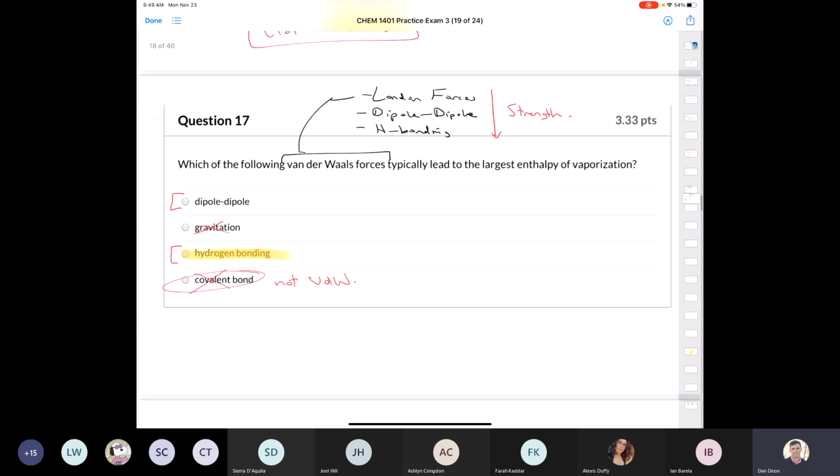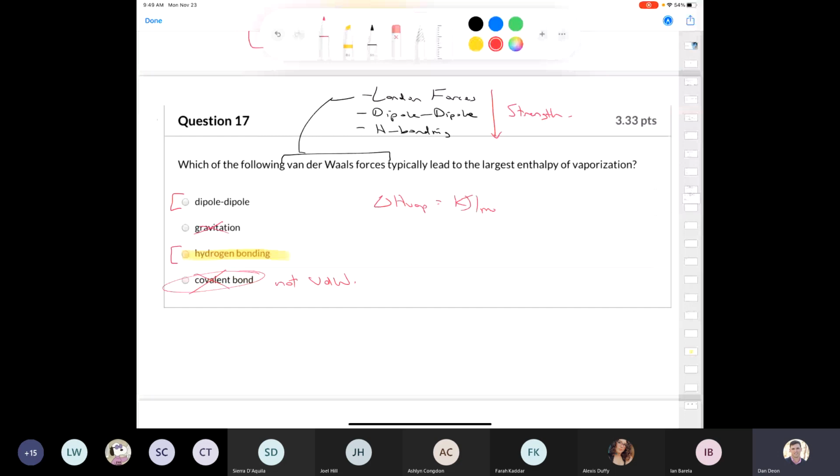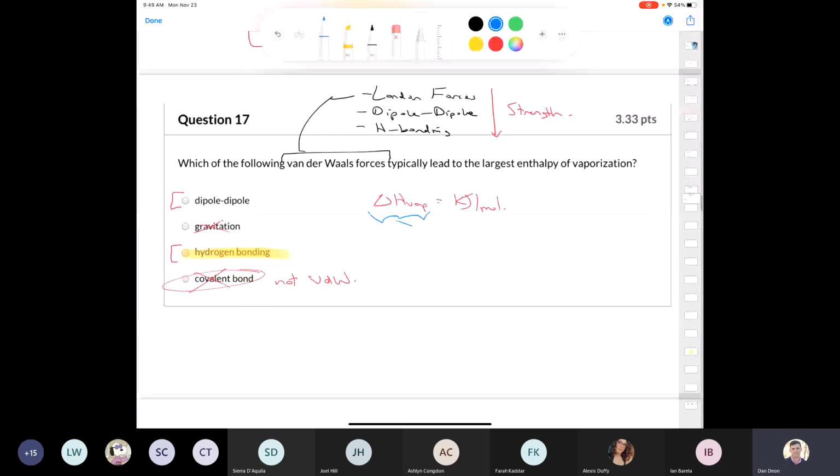And so that's going to lead to a larger enthalpy of vaporization. Delta H of vaporization is in kilojoules per mole. Remember, this is talking about how much heat is required to take a liquid and convert it to a gas. If we have liquid, what's going to hold the molecules together tighter in a sample? Will it be dipole forces or hydrogen bonding? And the answer is hydrogen bonding, because it's a special class of dipole that's stronger than a typical dipole force.